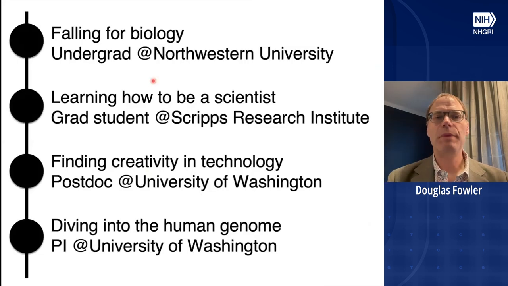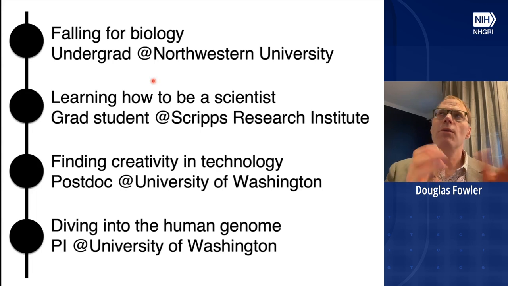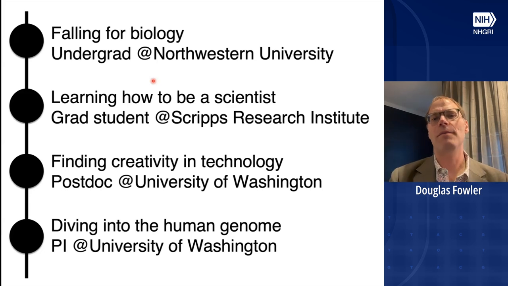So that's how I got to be a PI at the University of Washington, and I started my lab really focusing on technology development and understanding what variants do. But once I had started my PI job, I started working with clinicians and medical geneticists and genetic counselors, and really came to understand the importance of interpreting variants in the human genome, not just the sort of gee whiz biological importance, but the real clinical problem. And so that's what we're going to spend a bit of time talking about.